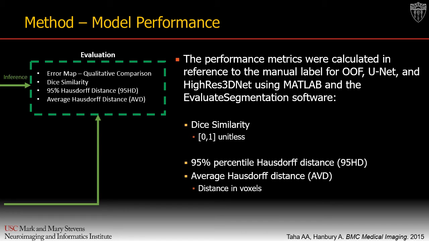The dice coefficient is a measure of similarity or elements in common between two samples. It ranges from 0 to 1 unitless values, where better performance is indicated by larger values. The 95 HD and AVD metrics represent the longest distances in voxels between two segmentation results and are generally resistant to outliers. Hence, smaller values would indicate better performance.